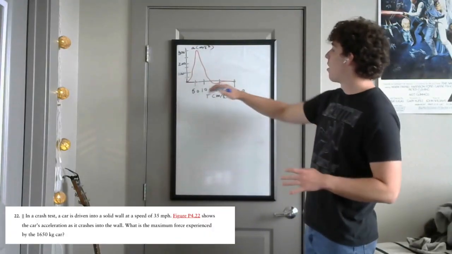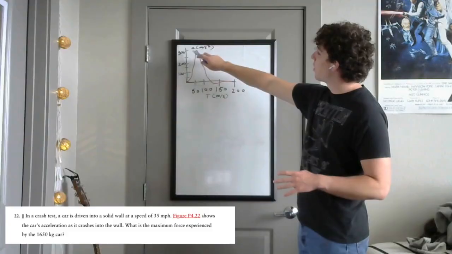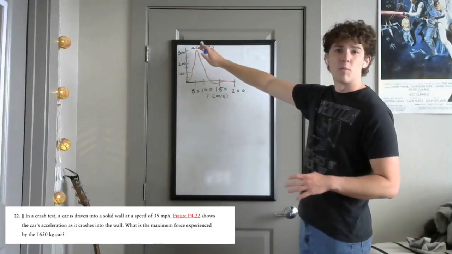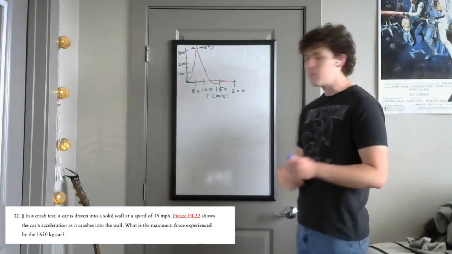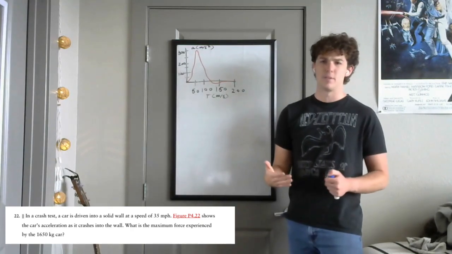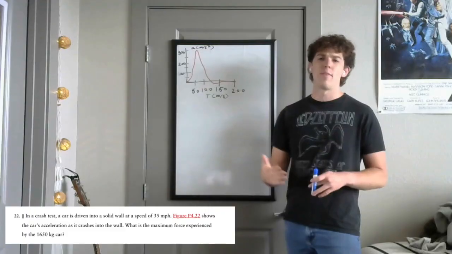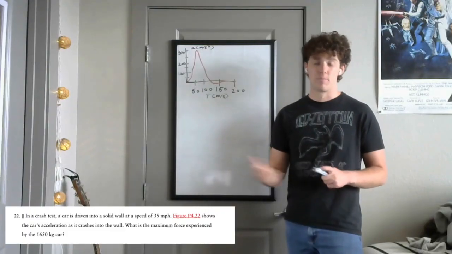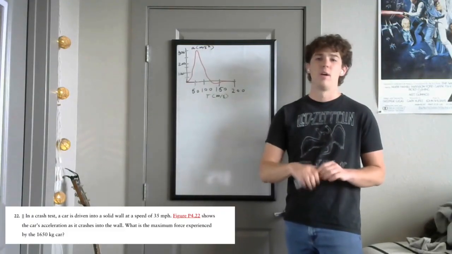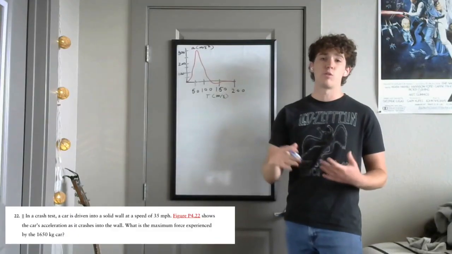And we can see that this car accelerates all the way up to 300 meters per second squared, where it hits the wall and then it levels off. And the problem is asking us, as you can see, to solve for the maximum force experienced by a 1,650 kilogram car. So I'm going to write down that number so that we can keep track of all of our units.